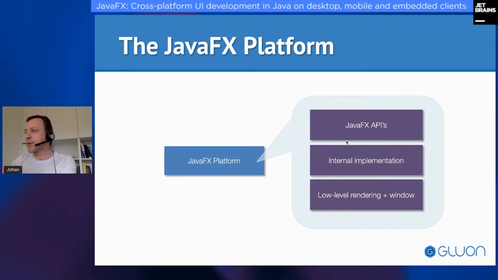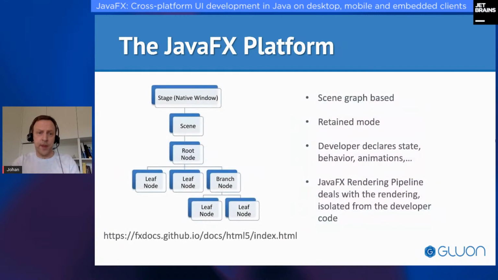So the JavaFX platform contains the JavaFX APIs on the top, and at the bottom it integrates with the low-level rendering and the low-level windowing system of the operating system. And the link between those is done by the internal implementations. So typically the top API, the JavaFX APIs, that's all that developers see. This is the stage with the scene and the nodes.